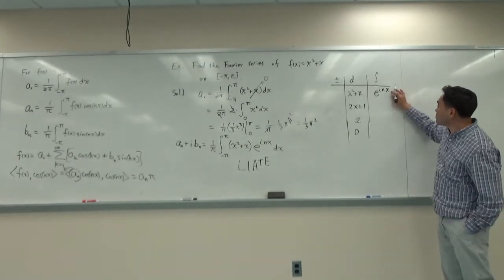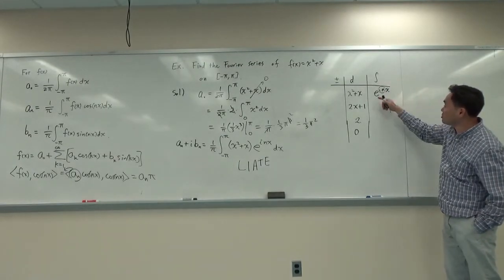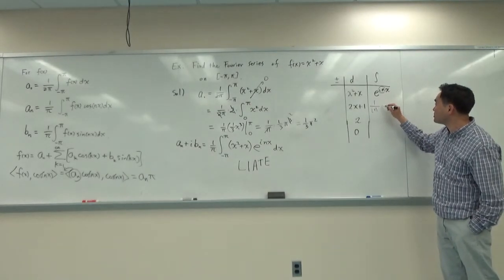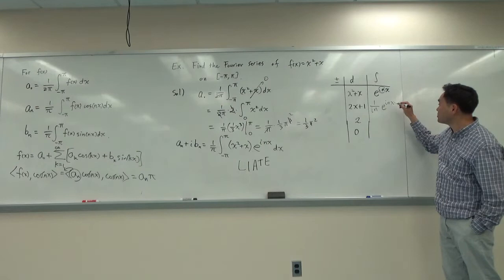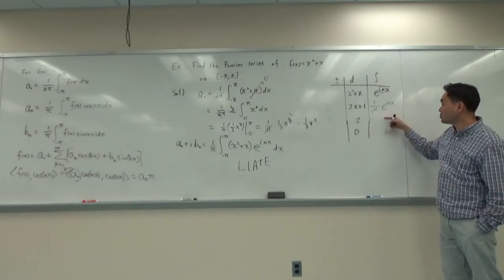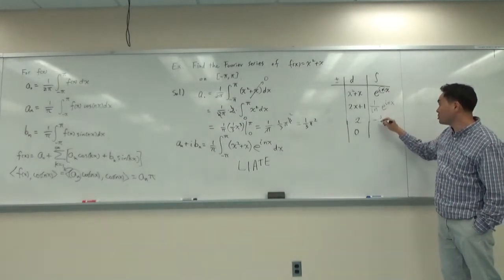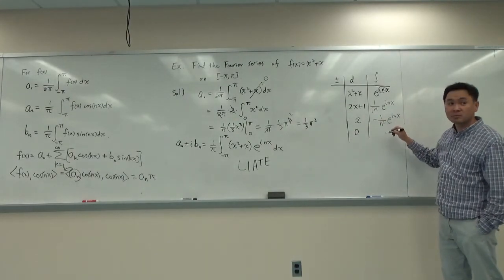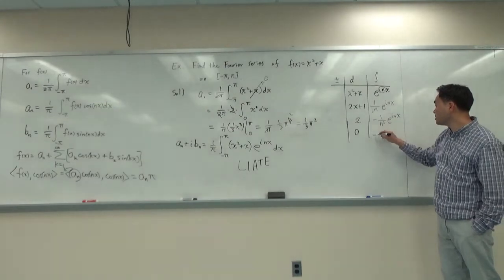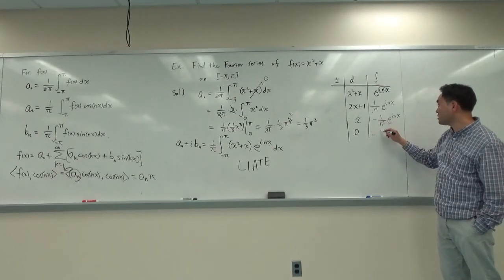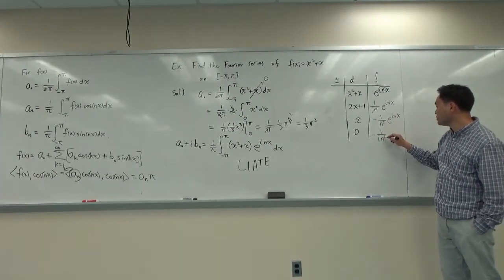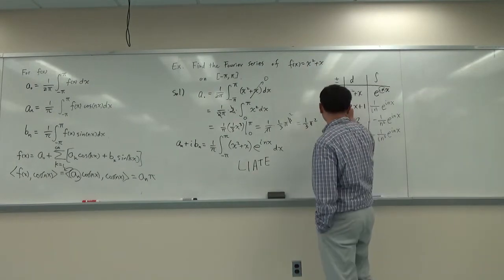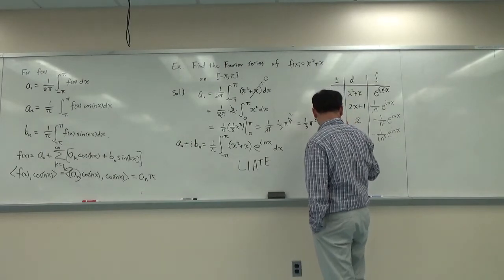Okay, let's integrate this. Every time you integrate, this coefficient comes in front as a reciprocal, right? This 1 over in. Okay. And then this one will be negative 1 over n squared. You integrate again, you get negative another in. This will be plus, minus, plus, minus.